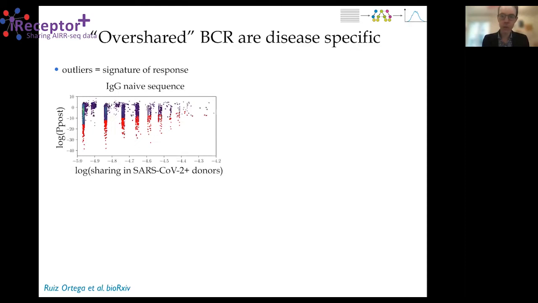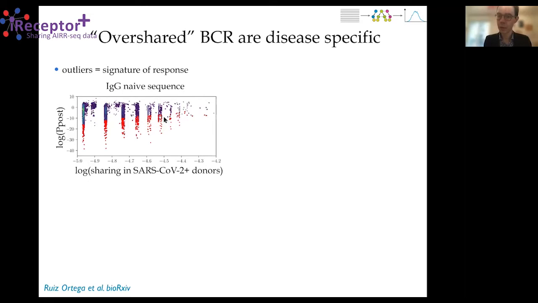And so the way we do this is that we plot in a similar way as I showed before for TCRs, our model prediction on the y-axis versus the empirical frequency or the empirical sharing number in our small cohort. And we select out sequences here shown in red that have a high sharing number, so that are really highly shared between people, and yet have a low probability of having been seen in those people in the first place. So those guys basically are the outliers, the ones that don't agree with the model. They're shared despite the fact that they were not very likely in the first place.